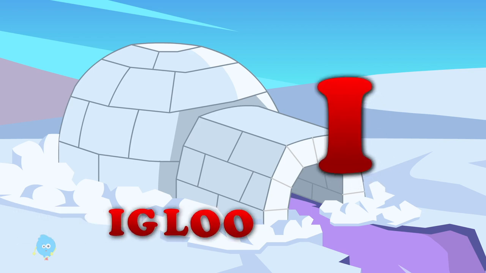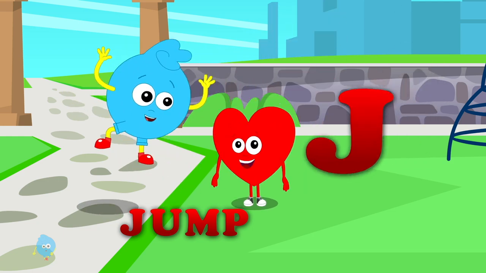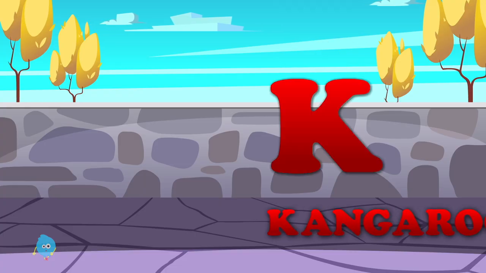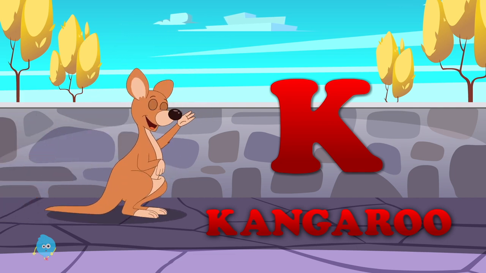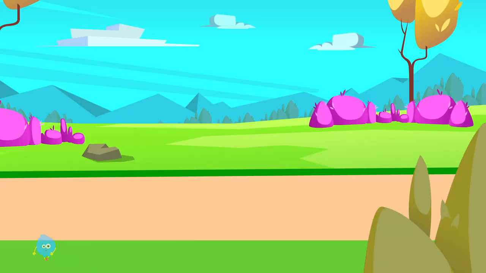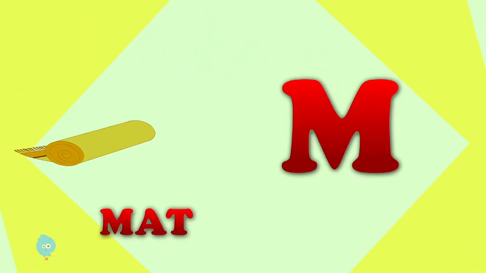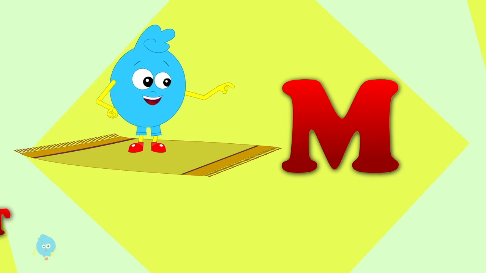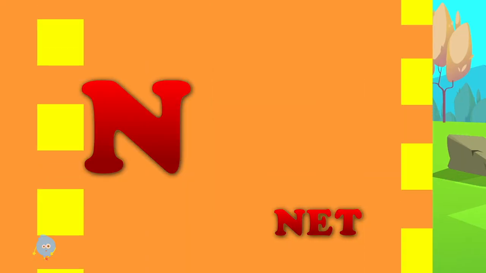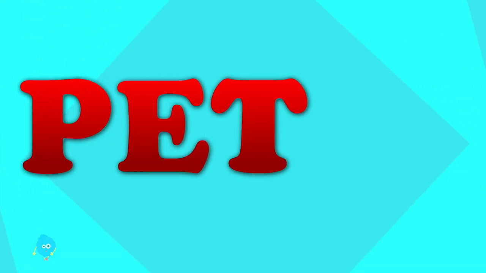I is for igloo, i, i, igloo. J is for jump, j, j, jump. K is for kangaroo, k, k, kangaroo. L is for lion, l, l, lion. M is for mat, m, m, mat. N is for net, n, n, net. O is for orange, o, o, orange. P is for pet, p, p, pet.